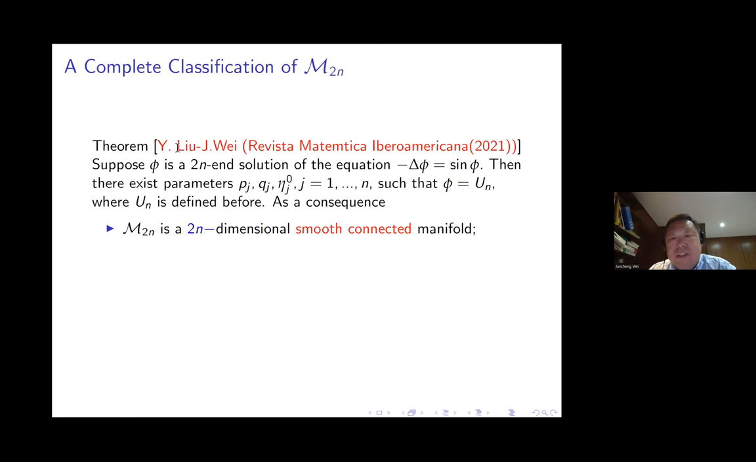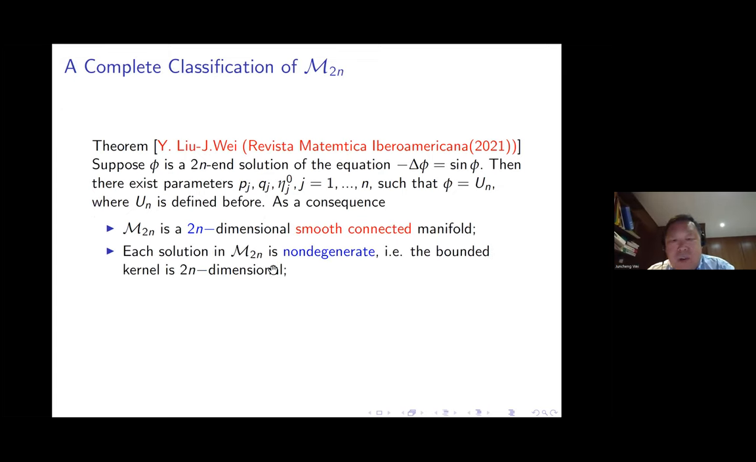And as a result, we can now have a complete classification of 2n-ended solutions for the sine-Gordon equation. For example, we know that for the 2n-ended solutions, the dimension is 2n, it is a smooth connected manifold, and they're all non-degenerate. And we know the exact Morse index for each 2n-ended solution.